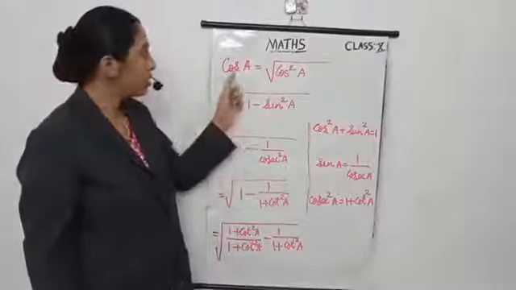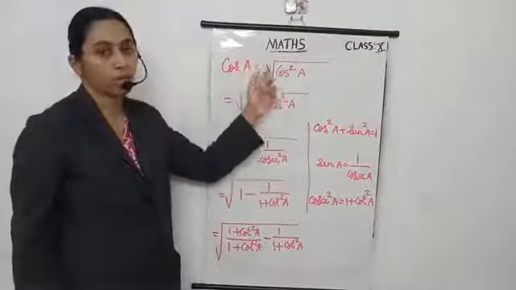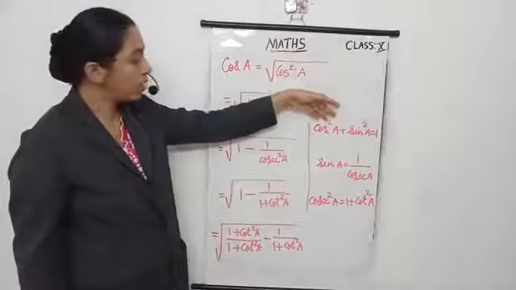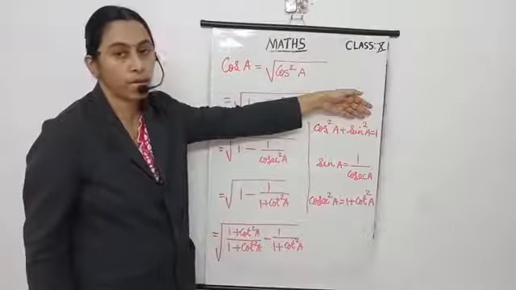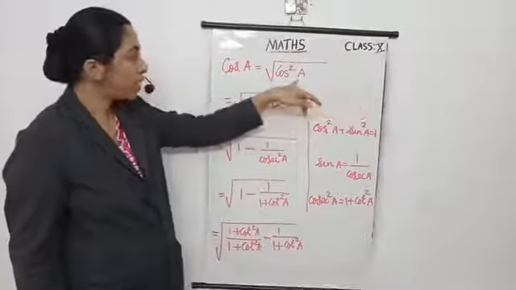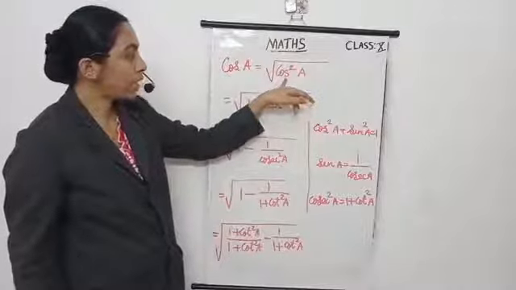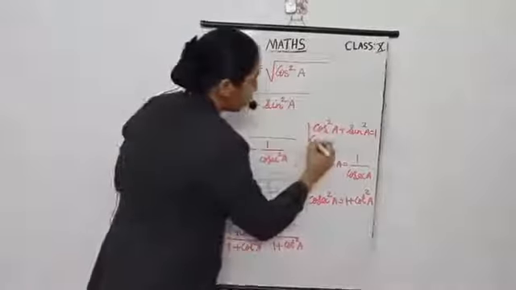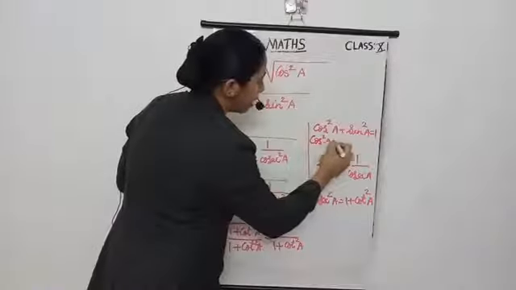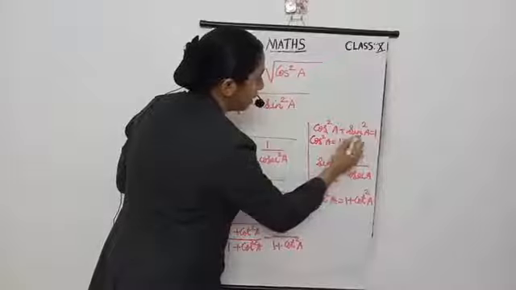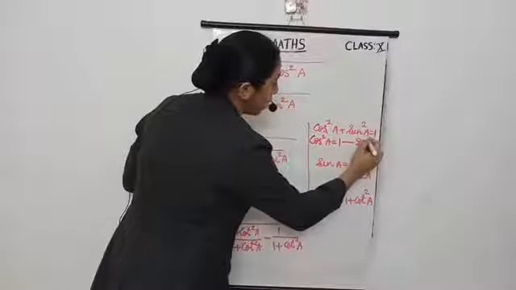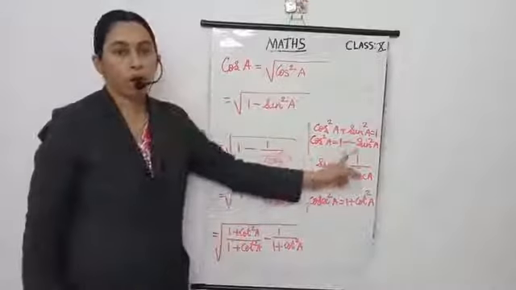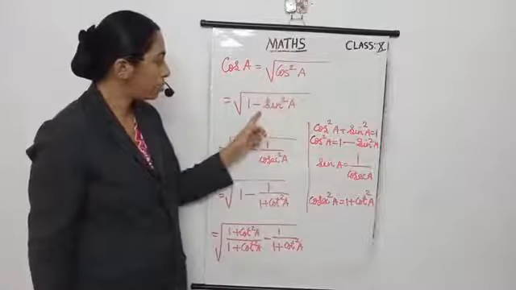Okay. So first this can be written as root cos square A. Now we learned the first trigonometric identity: cos square A plus sin square A equal to 1. From that we can write cos square A as 1 minus sin square A. Transposing sin square A to the right hand side, we get cos square A equal 1 minus sin square A, and substitute here.